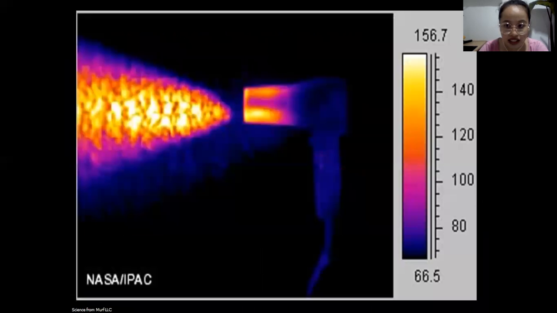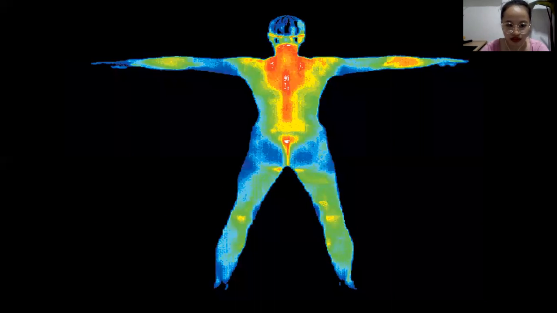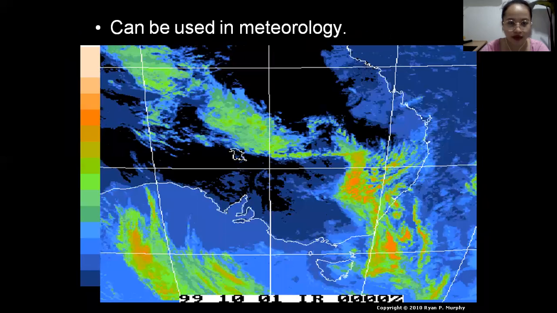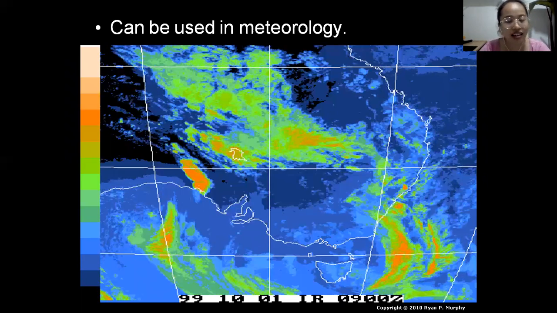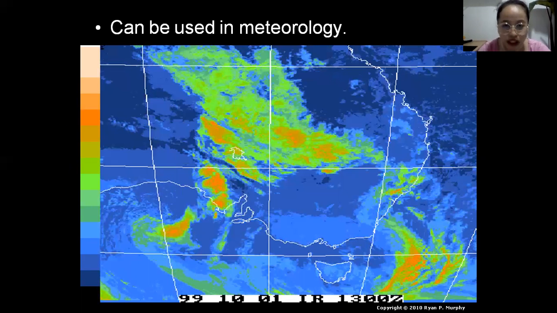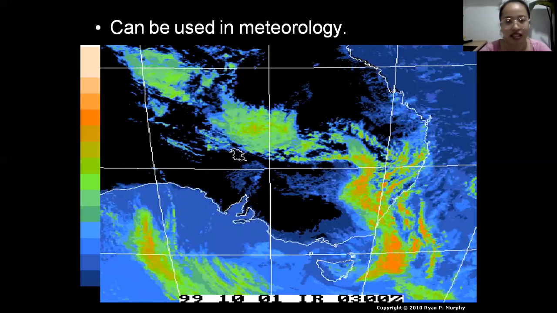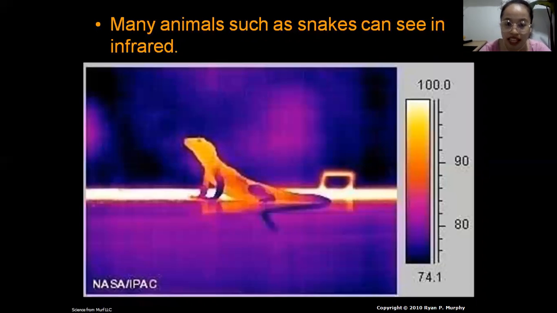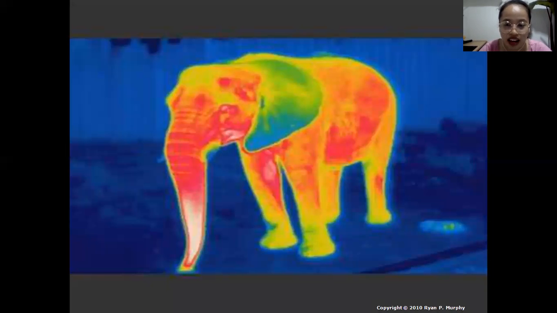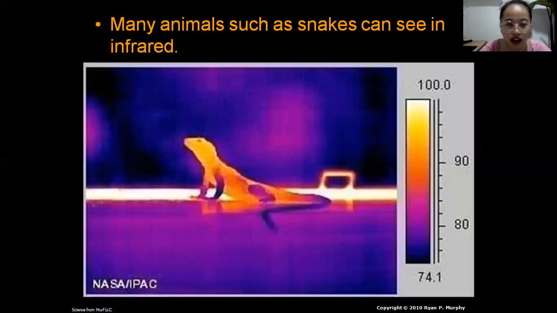So infrared radiation is from about the pinhead to the cellular level, and it can be felt as heat. As you can see there, it is from NASA. That's an example for infrared, and it can be used in meteorology, like detecting a typhoon or the speed of the wind, and also for military and law enforcement purposes. Many animals, such as snakes, can see in infrared. Wow, that's amazing. But we cannot see infrared unless we use some devices.